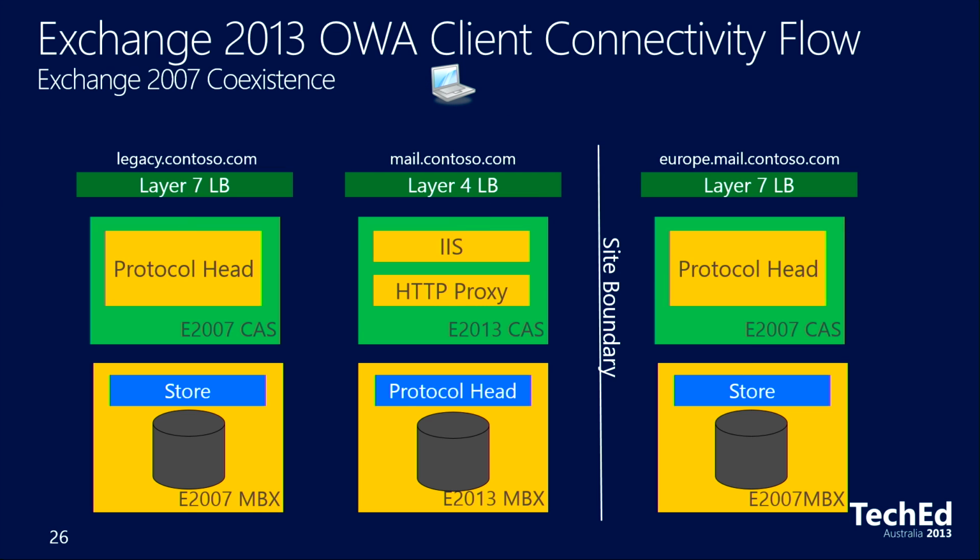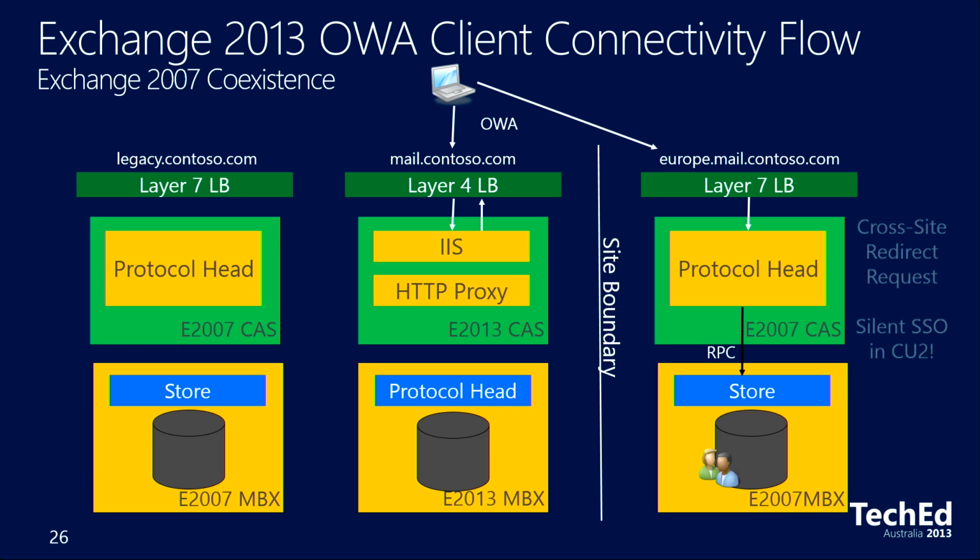Now, let's mix it up one more time. Let's add another namespace over there. So now we've got 3 namespaces in our 2007 Coexistence. So again, come through OA, hit the load balancer. We'll get authenticated, find out that the mailbox is over there in that other site, but we'll also find out that it's now an internet-facing site because we can see the external URL is europe.mail.contosar.com. And so we will kick that back to the OA client and redirect them over to the Europe site. And again, that's going to be a silent redirection in CU2 and a silent single sign-on as well in CU2.